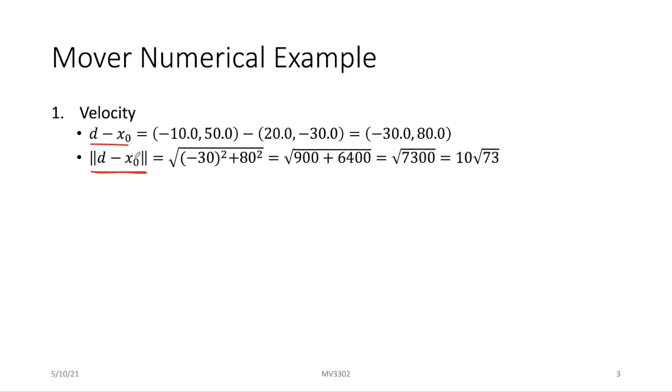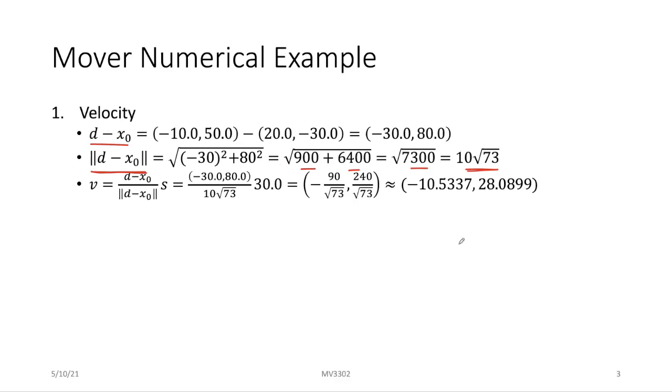Euclidean distance. What that does is take the difference, square the components, the coordinates, add them up, and take the square root. So we have minus 30 squared plus 80 squared, so that's 900. Again, a negative squared is always positive. 80 squared is 6,400. Add them up, it's the square root of 7,300. And then we can pull the 10 out, because the square root of 100 is 10. So the magnitude of the vector from our last stop location to our destination is 10 times the square root of 73.